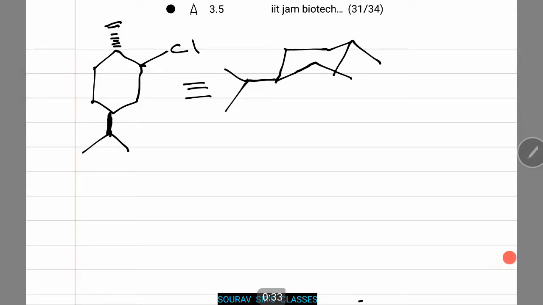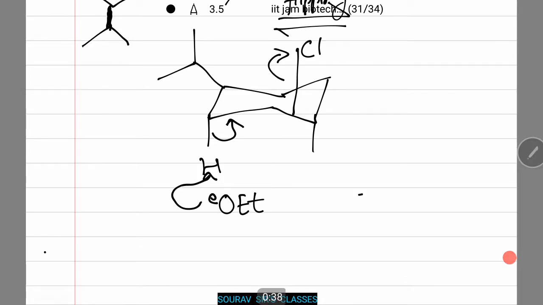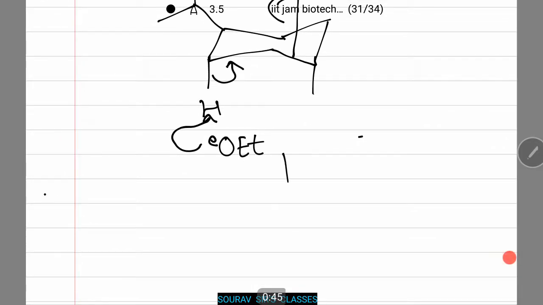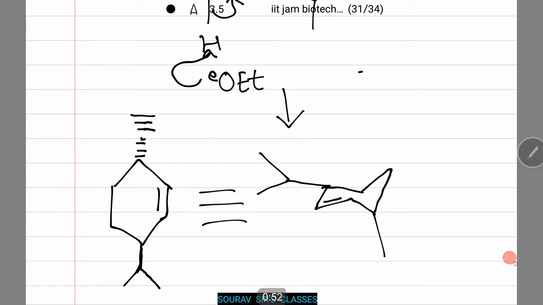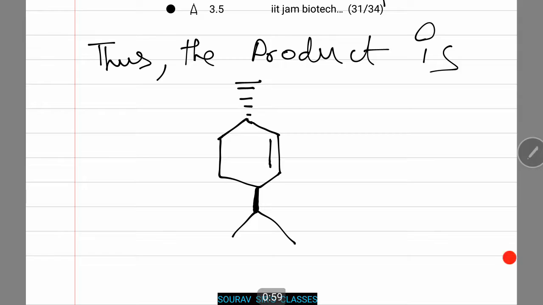Now writing the compound in the skeletal form, let's see what happens. Upon flipping, this is the figure that we obtain. Now let's see what happens further. Now this figure is equivalent to, the product will be, this will be the actual product that will be obtained. So this corresponds to number A of the MCQ that we have. Let's move on.